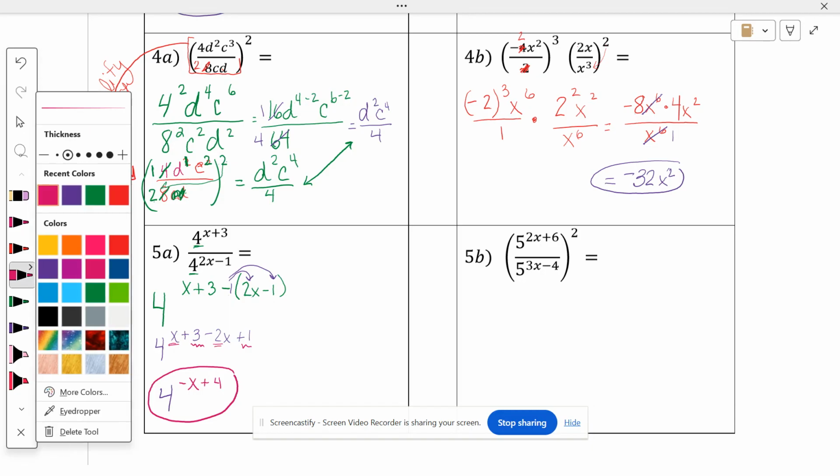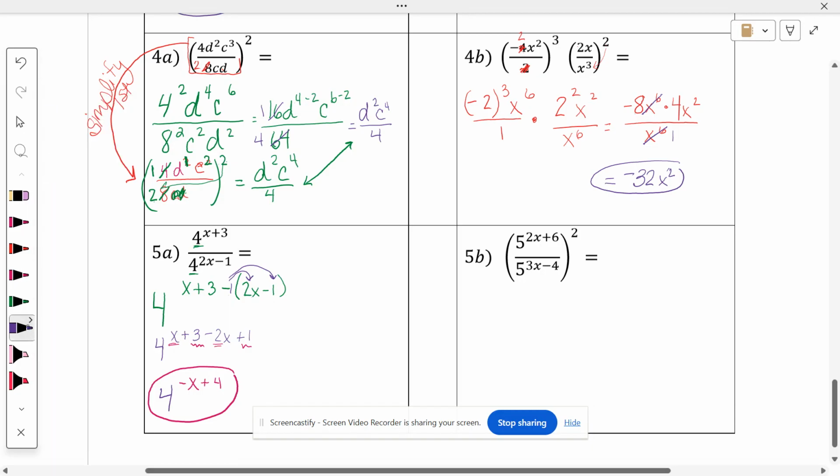So, again, another weird one, we have an expression. We have an algebraic expression representing our exponent. So remember that this power just gets distributed, right? It's getting distributed to the exponent. So this is the same thing as 5 to the power of 2 times 2x plus 6, because that's our whole exponent, over 5 to the power of 2 times 3x minus 4. So let's simplify that first.